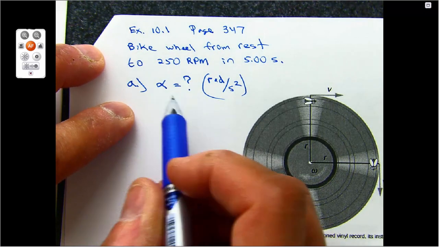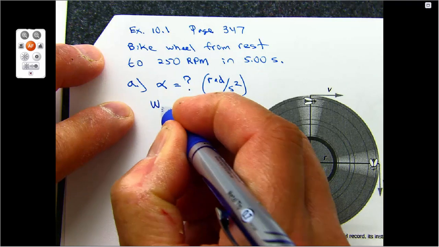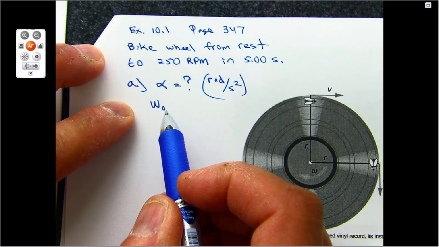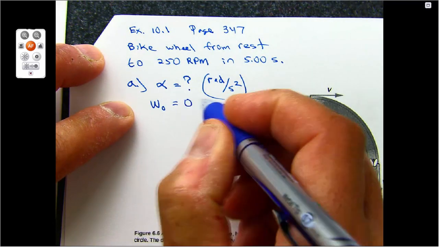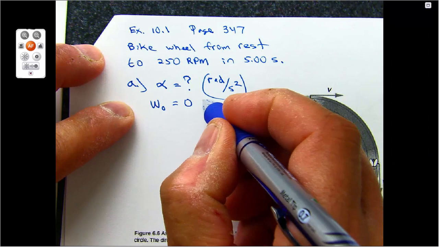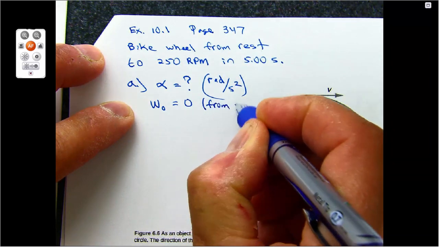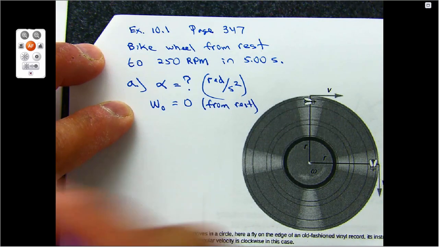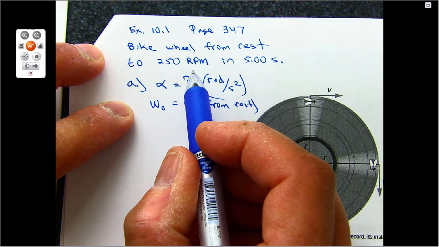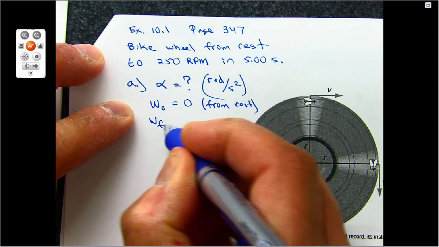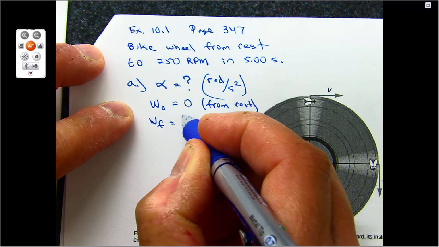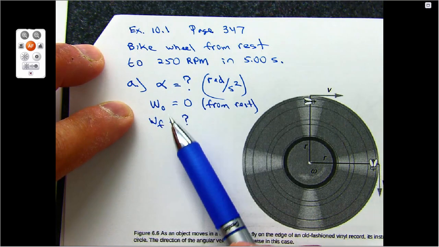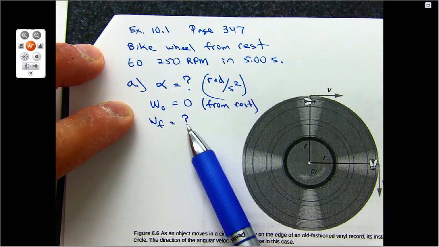So let me ask you a question. What is my initial angular velocity? How many radians per second was it going initially? 0, right? Same thing from rest. Now, it gets to 250 RPMs. So let's calculate omega final first, because we're going to do acceleration with change in velocity divided by time. We just need to get omega final.